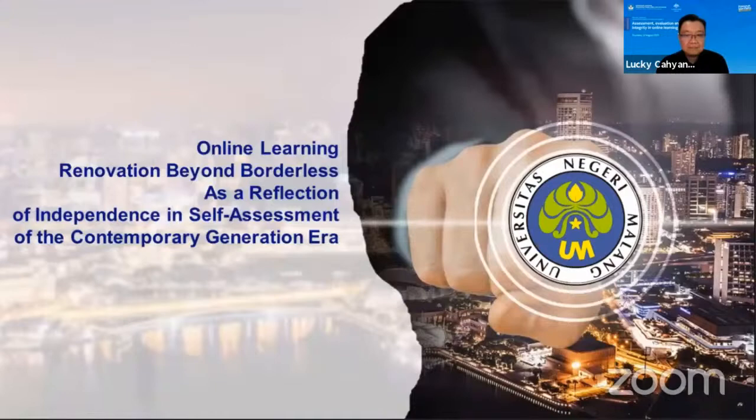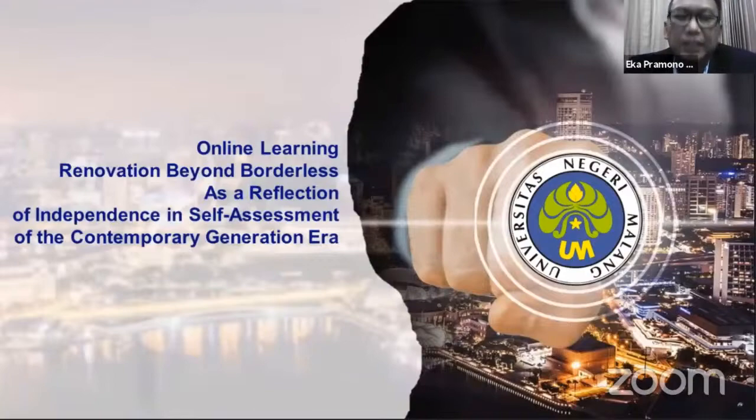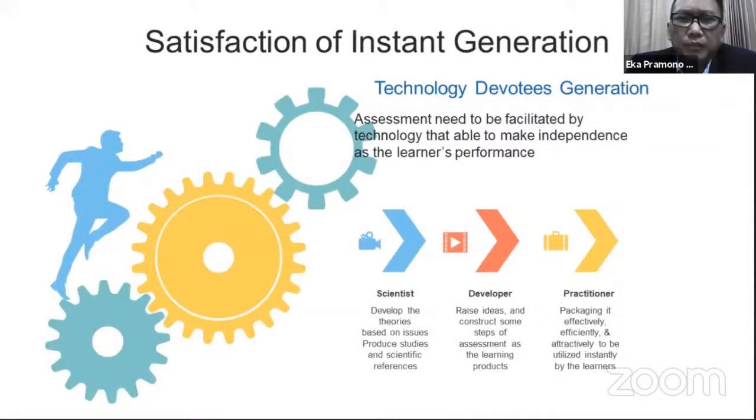Online learning innovation beyond borderless as a reflection of independence in self-assessment of the contemporary generation era. I start with the satisfaction of our generation. We all know that our generation is known as the instant generation. They are surrounded by technology. Some researchers have concluded they are a technology devotee generation. So the assessment needs to be facilitated by technology that is able to make independence the learner's performance.